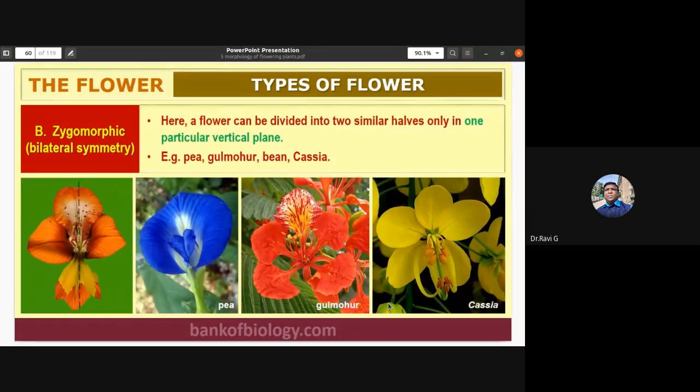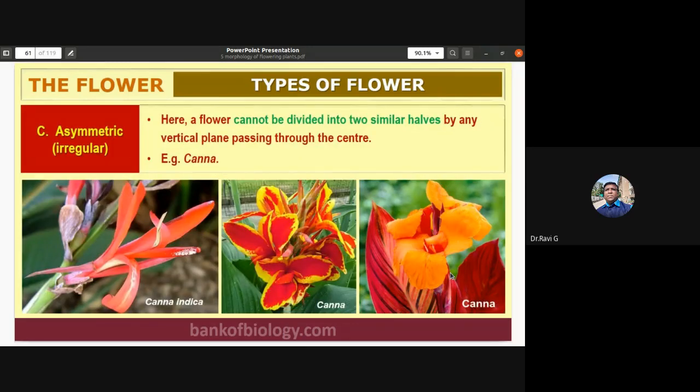Such types of flowers we call zygomorphic flowers, where they have bilateral symmetry. In zygomorphic flowers, the flowers can be divided into two equal halves in only one particular vertical plane. That condition we call zygomorphic, which is equivalent to bilateral symmetry. We can notice this zygomorphic condition in the pea plant, where they have papilionaceous corolla. You can also notice it in Gulmohar flowers, which I told you as the Katikai Mara, and in cassia.